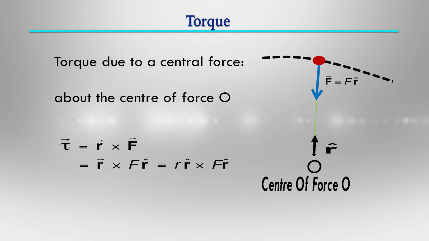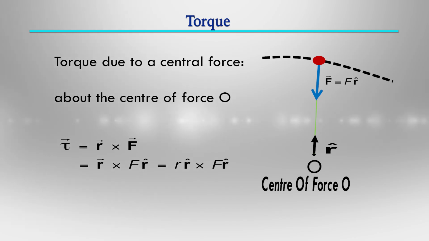So what is the torque about the point O due to the force F? F is a central force, right? Now you can see that you can write the expression for the torque as the vector product of the position vector and the force. So tau is equal to r cross F. What is r?